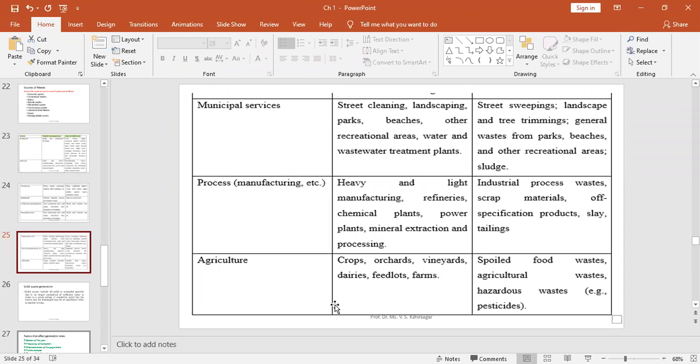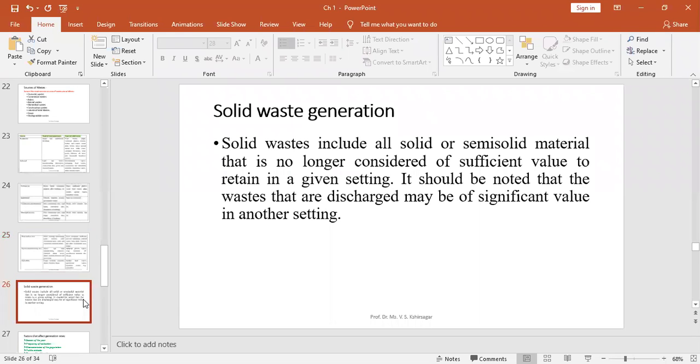Okay. So why are we studying the characteristics in detail? Once you know the characteristics of the waste, you can plan to dispose of it properly. Okay. So that's why we need to provide the proper treatment process. So this part we have discussed, and then I was talking about the solid waste generation rate.